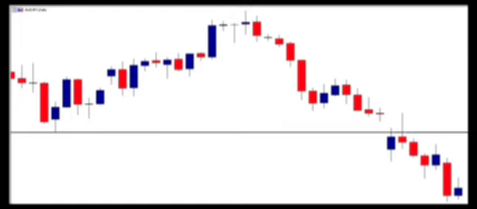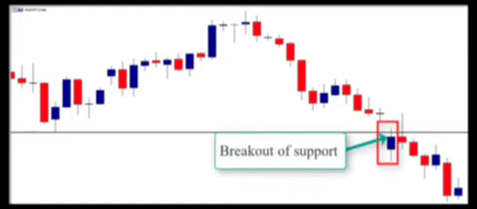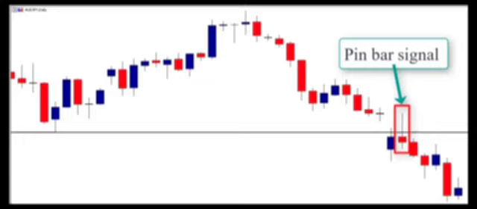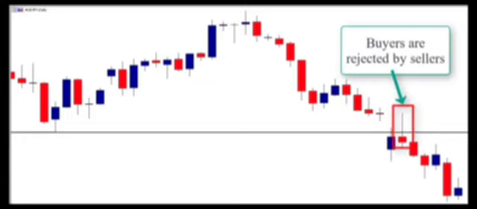As you can see here, the market broke the support level. This support becomes resistance. After this short retracement, the market formed a pin bar that indicates rejection. Here, as you can see, sellers rejected buyers when prices reached the support that became resistance. So this is a good opportunity to place a sell order.